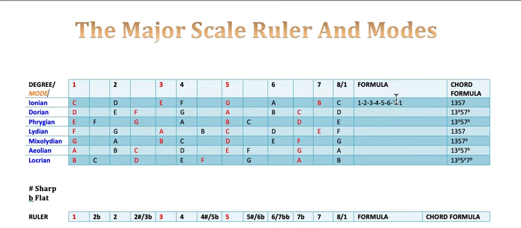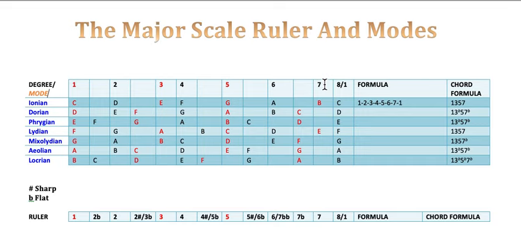Now the second mode, and the formula for that is 1, 2, 3, 4, 5, 6, 7, 1. And this one is acting as a ruler because you see I have left a gap here, which is a flat 2, and a gap here, a flat 3, a gap here, a flat 5, a gap here, a flat 6, a gap here, a flat 7.